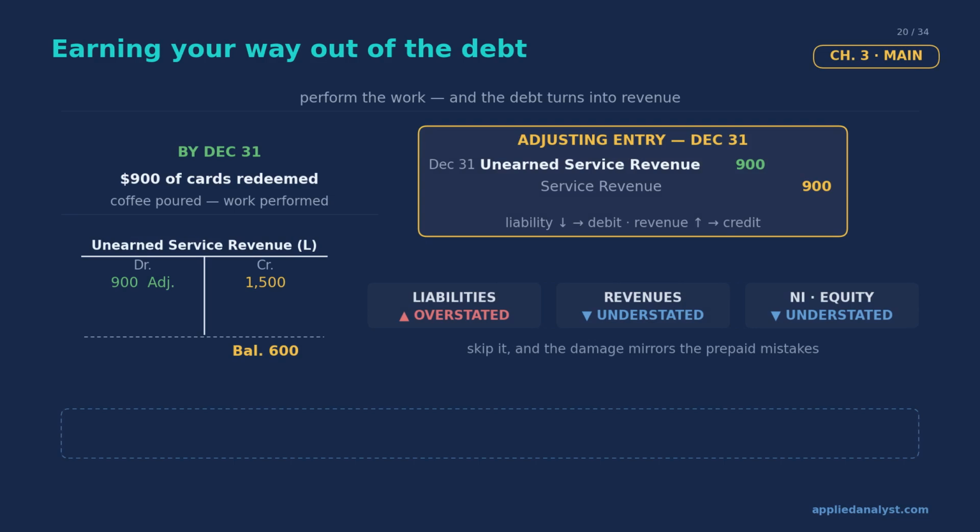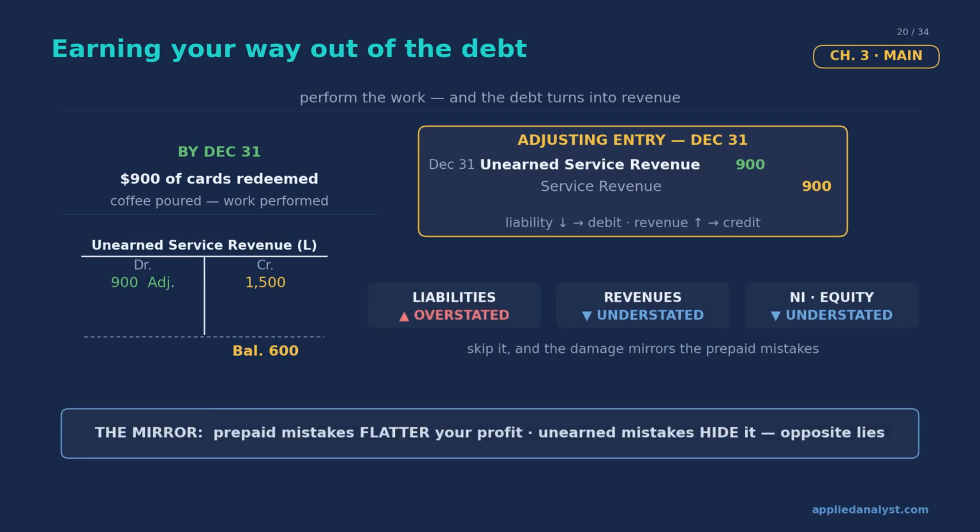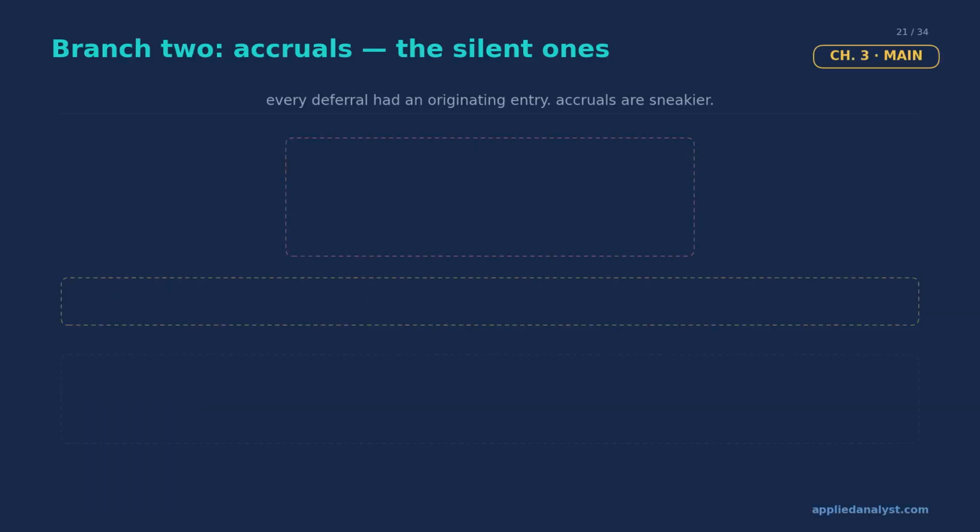Notice the mirror, because it's beautiful. Prepaid mistakes flatter your profit. Unearned mistakes hide it. Same family, opposite lies. And if you're still here and following, you're doing better than most of my classroom ever did. Branch 2 of the family, accruals. And they're sneakier. Everything so far had an originating entry.